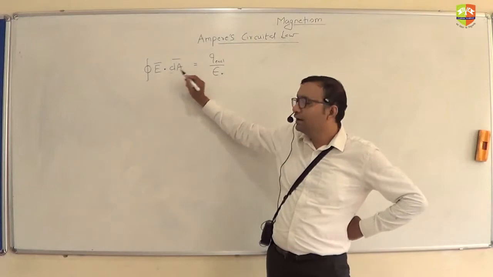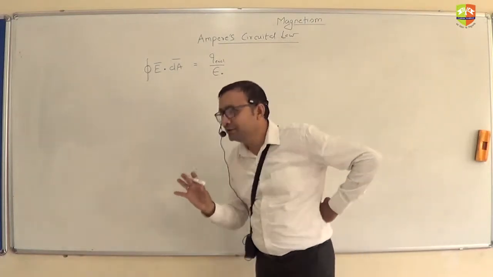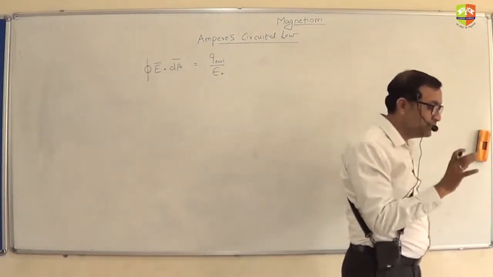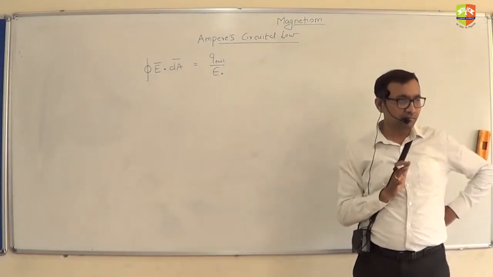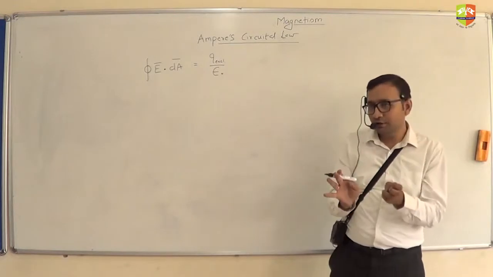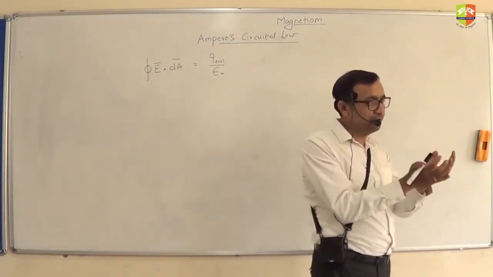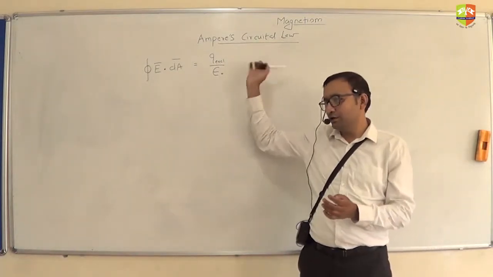What is this dA? Small surface area element over a Gaussian surface, yes or no? We apply Gauss theorem through a 3D enclosure. You know this? There has to be an enclosure. Inside the enclosure, if Q is enclosed, that comes on the right hand side. This was the Gauss theorem.